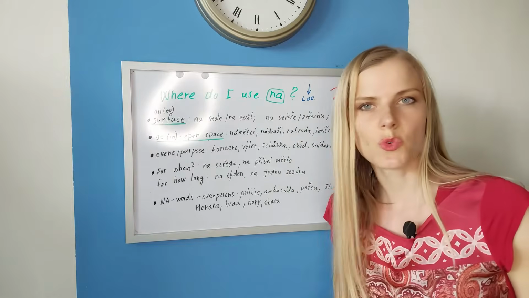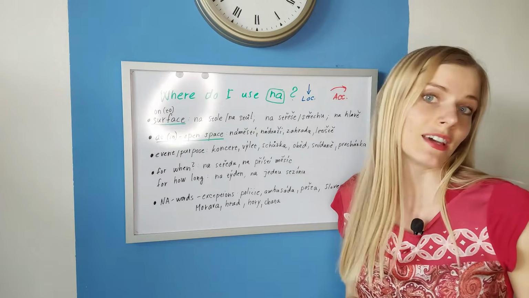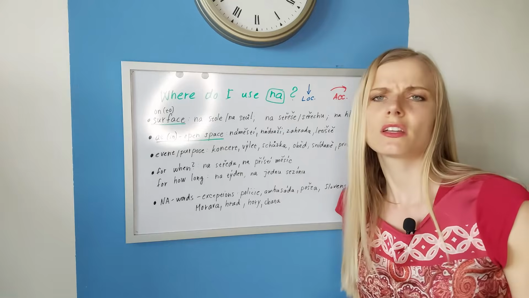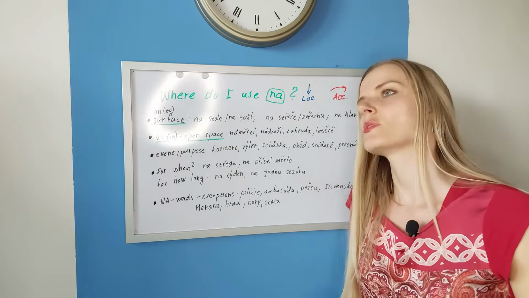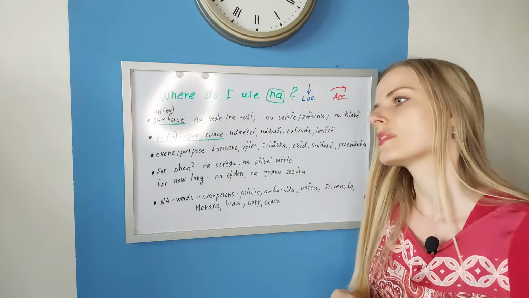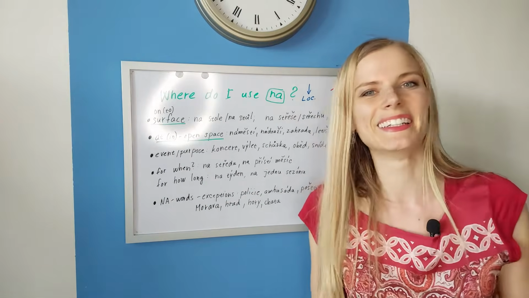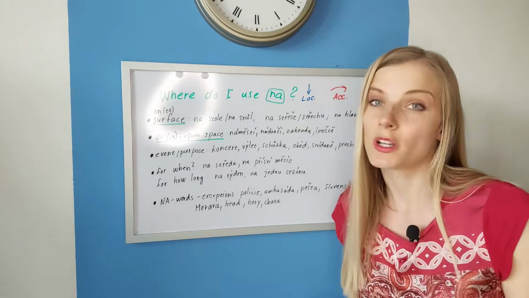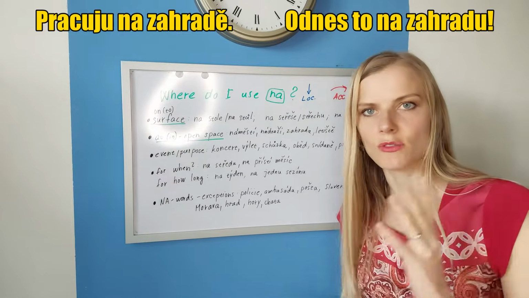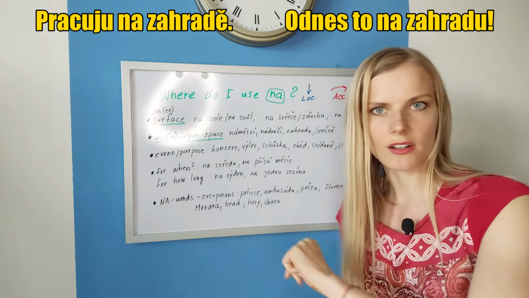Zahrada is one of those words where in Czech we say na zahradě or na zahradu, but in English we say "in the garden". So we view the garden as something that is open and we can be kind of like on it. Pracuju na zahradě, I'm working in the garden. Odnes to na zahradu, take it to the garden.